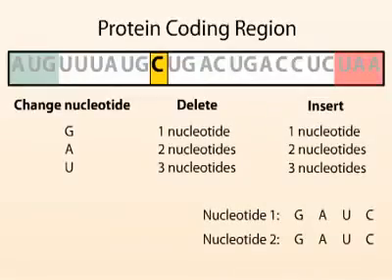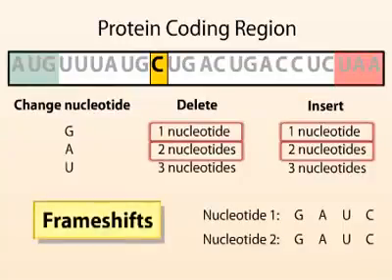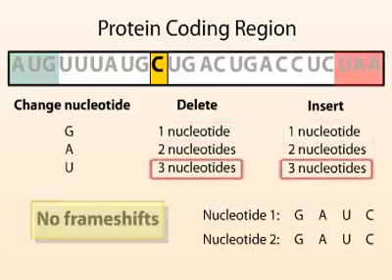Note that an insertion or deletion of one or two nucleotides results in a shift in the reading frame of all downstream codons, whereas an insertion or deletion of 3 nucleotides does not cause a frame shift.